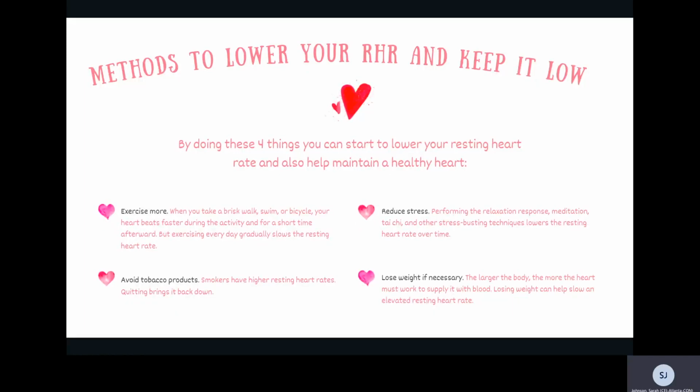So how to lower your heart rate and keep it low. Here are a few methods that include, of course, exercising more, and avoiding tobacco products. It's been shown that smokers have higher resting heart rates, so quitting will obviously bring that down. You can also reduce stress through meditation, relaxation, whatever techniques fit you best. That will also lower your resting heart rate. And then weight loss if necessary.